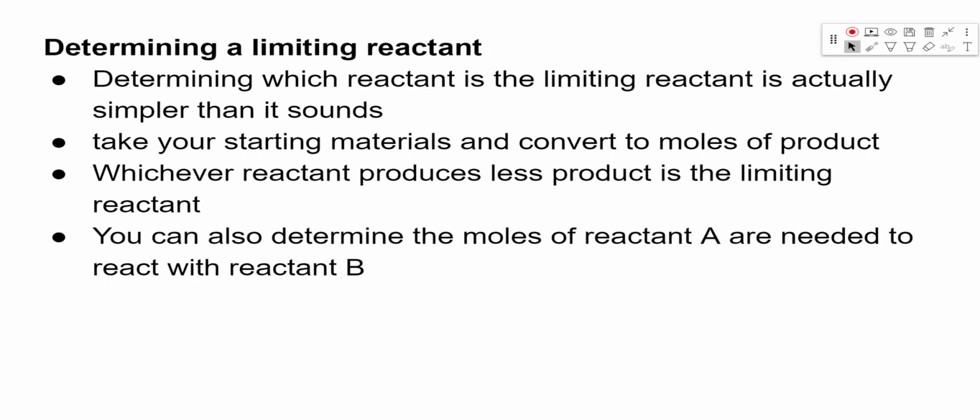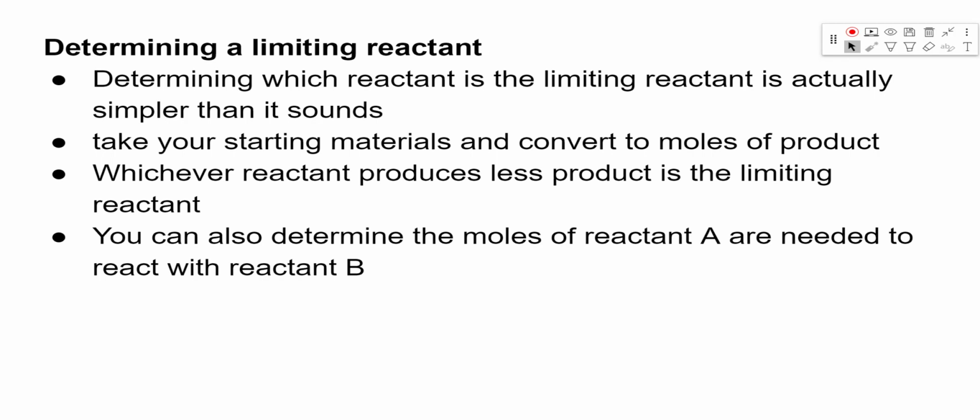And there's another way around this too. You can also just take reactant A and figure out how many moles of reactant B would be needed to react with it. And from there, you can determine, well, do I have that many moles of reactant B? Because if I have that many, or if I have more than that, then A is the limiting reactant. But if I don't have that many moles of B, then B is my limiting reactant.